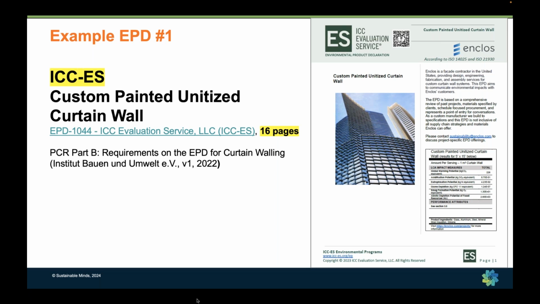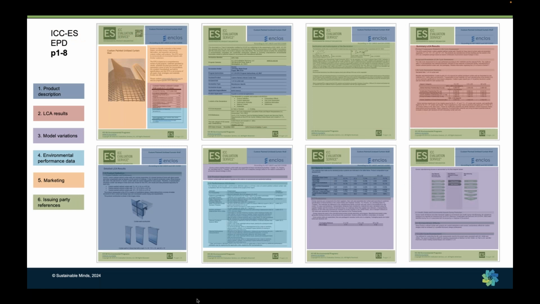Okay, so let's start with this EPD from ICC-ES for this custom painted unitized curtain wall, from actually an EBU PCR, a German PCR. So what we did, literally, is how we did the analysis. We looked through each EPD, and here's the little key for each of the content types as stipulated in 14025. And we looked through to see what types of content were in the EPD.